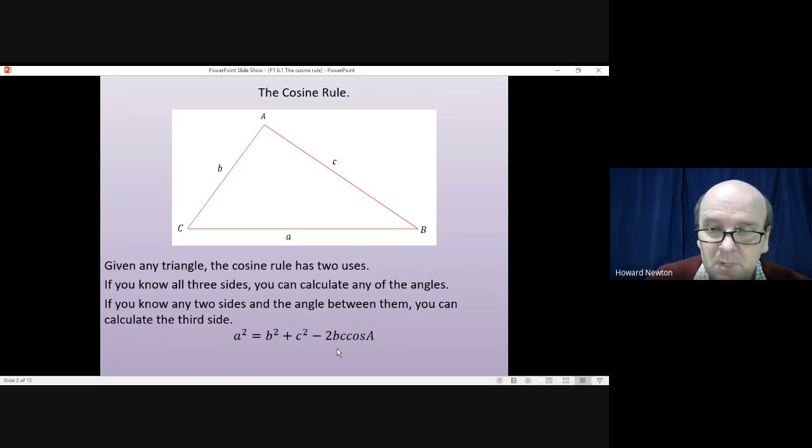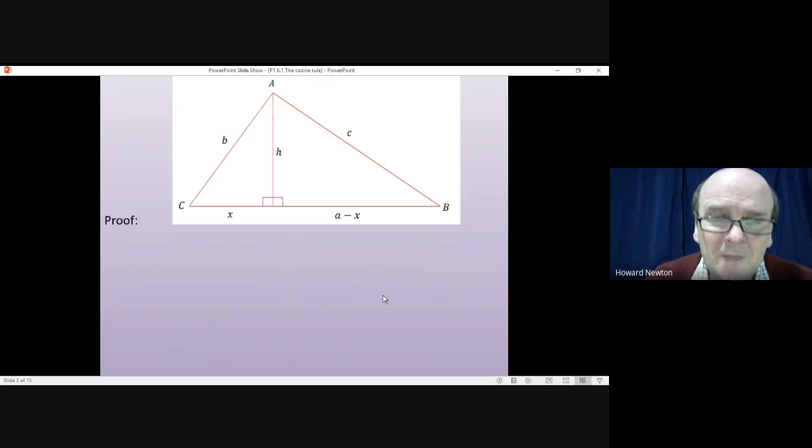It looks quite similar to Pythagoras' theorem, and that's because it is a generalization of Pythagoras' theorem, which doesn't just work for right-angled triangles, but works for any triangle. And if A was equal to 90 degrees, then this term here would cancel, and you would just have Pythagoras. Okay, we'll have a quick look at the proof of this, so you can see why it's true.